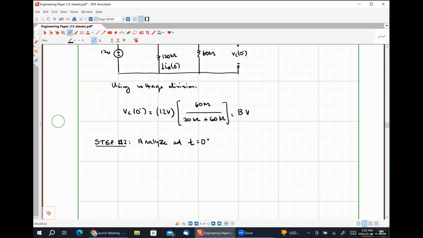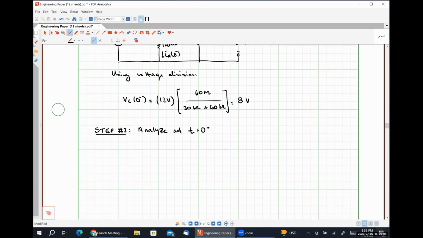So at t equals 0+, our switch is now moved from being closed at position A to being closed at position B. So we are going to have our 12 volt source, and then our 30 kilo ohm resistor here will be open circuited. The terminal here. This is our 120 kilo ohm resistor, connected in parallel to our capacitor.